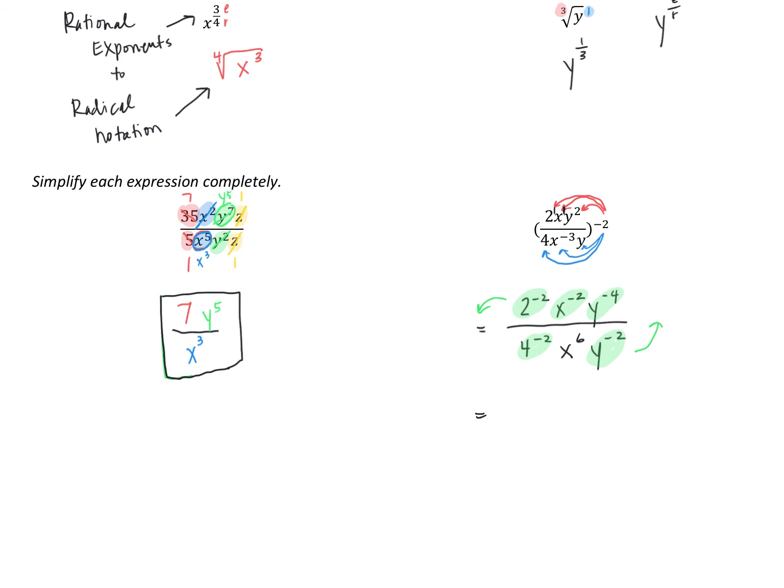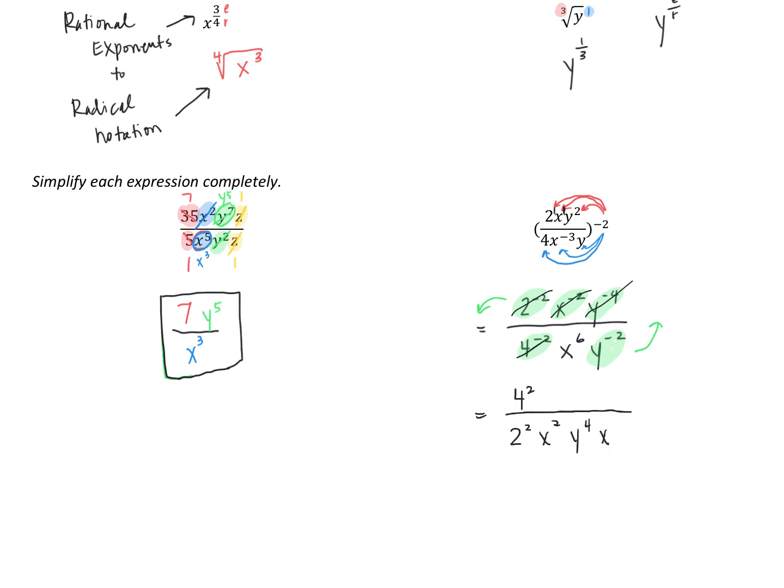So this 2 to the negative 2 is now going to be on the bottom. But it's going to be a 2 to the positive 2. Remember, when you move it, it changes the sign. X to the negative 2 is now going to be on the bottom as an x squared. Y to the negative 4th is now going to be on the bottom as y to the 4th. I've now moved everything from the top, so that's done. 4 to the negative 2 was on the bottom, but now it's going to be on the top with a positive exponent.